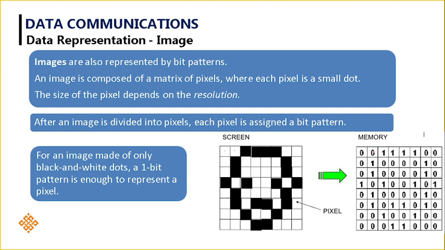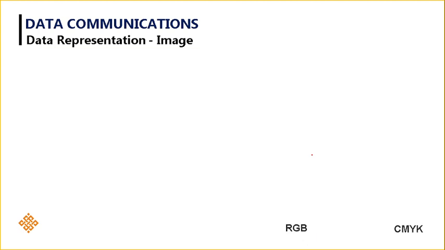This is also white, 0. If you want black color, then it is 1, like that. So it will have only 2 colors, zeros and ones. So a single bit pattern we have used.